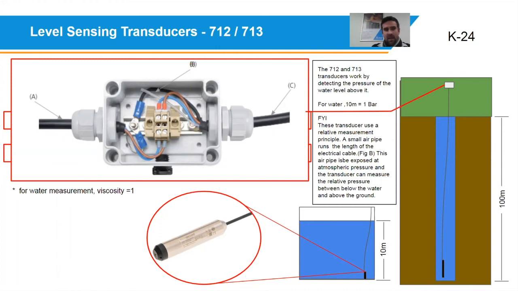Interesting point, inside the cable that runs the length of these transmitters, there's actually a small air pipe. This air pipe continuously measures the air pressure above ground as a reference point to the pressure in the well or in the tank. The pipe is there to be exposed to atmospheric pressure, like I said, to measure this difference, so that the sensor is scaled for life, basically.